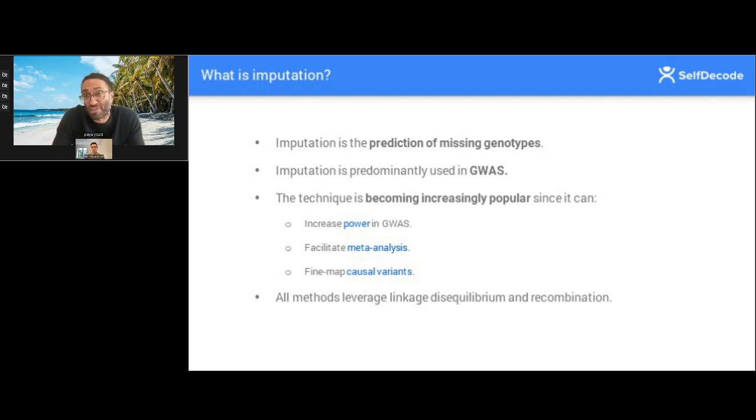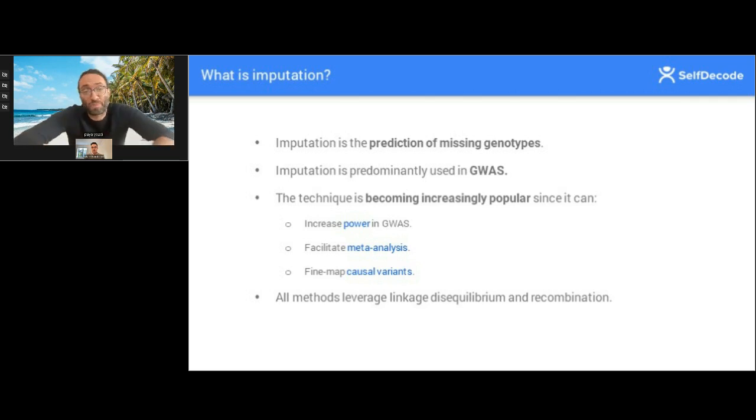GWAS is called GWAS because it's an association study. It's when you find SNPs that are associated with some disease, but association is not causation, right? So the whole idea is eventually to try to pinpoint what the causal variants are from the associated ones. And that's another thing that imputation is important for, to boost power on that.